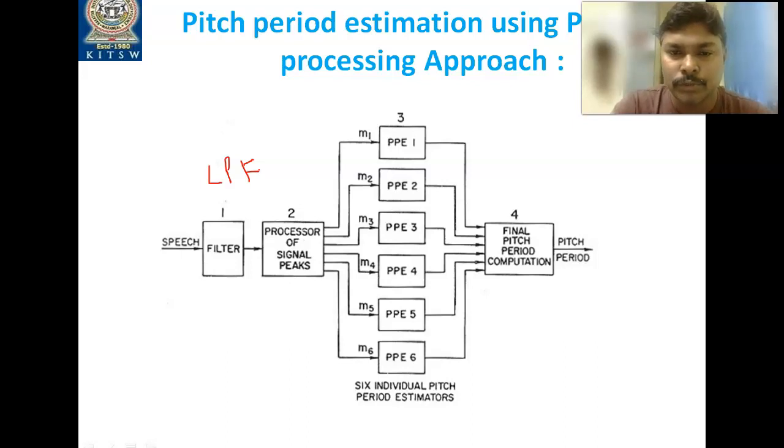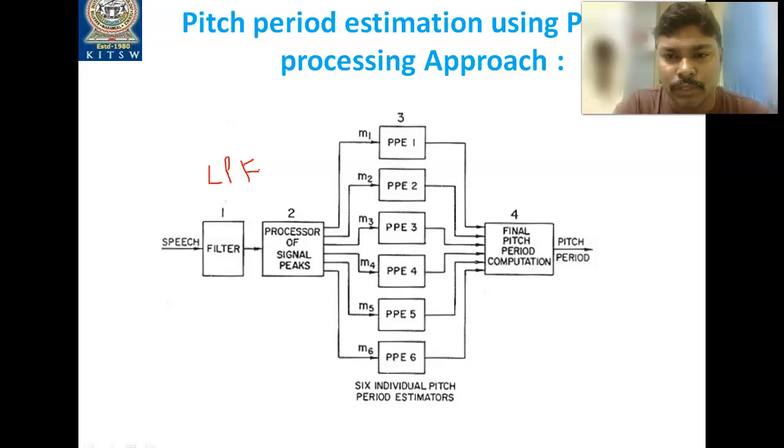After dividing the filtered speech into the segmentations M1 to M6, the first, M1, will be given to the parallel processing estimator 1, the second segment, M2, will be given to the PPE2, and similarly it goes on like that. The last one, M6, will be given to the PPE6. So 6 individual pitch period estimators are provided, and at the output of that block we will see the 6 individual pitch periods, separately given to the fourth block.